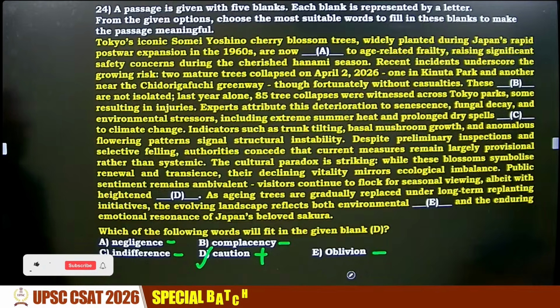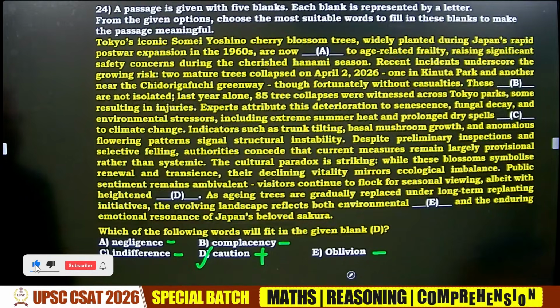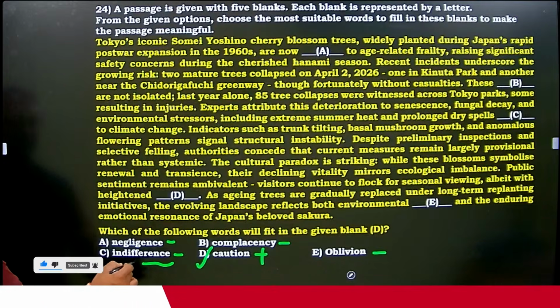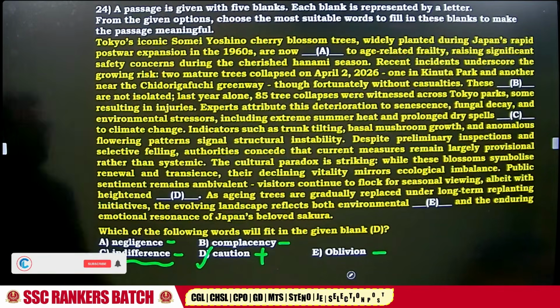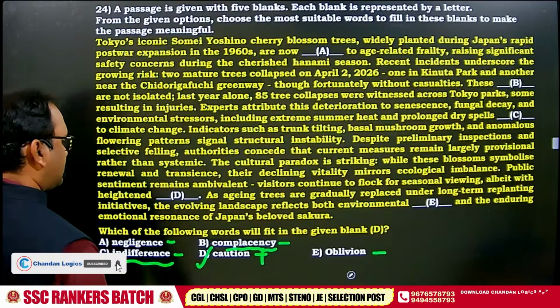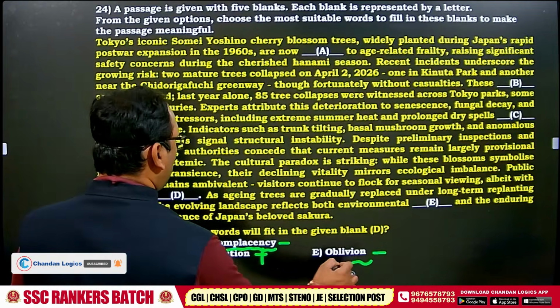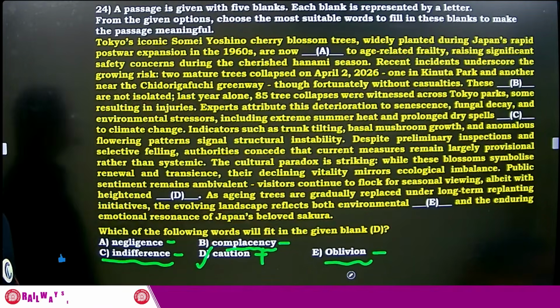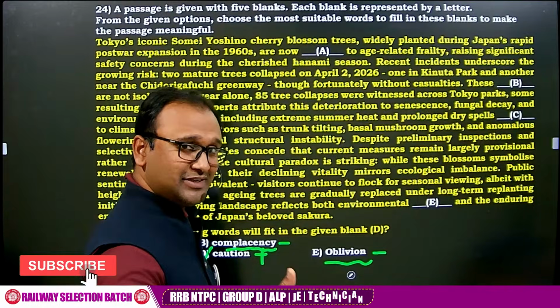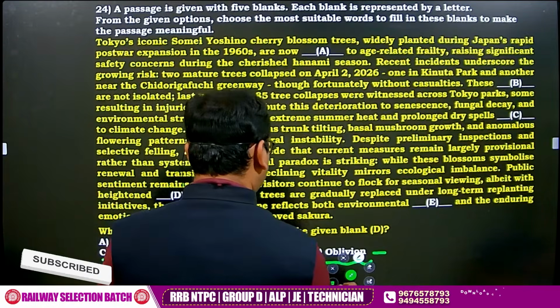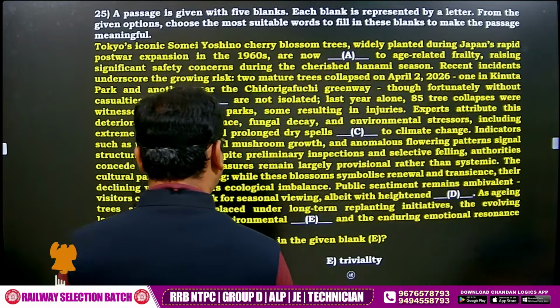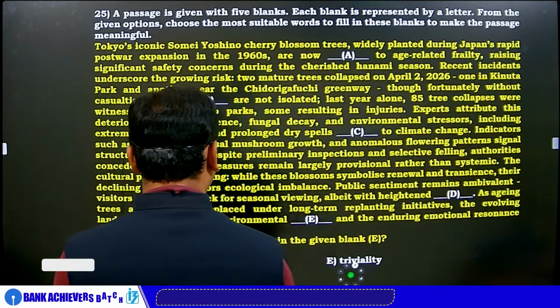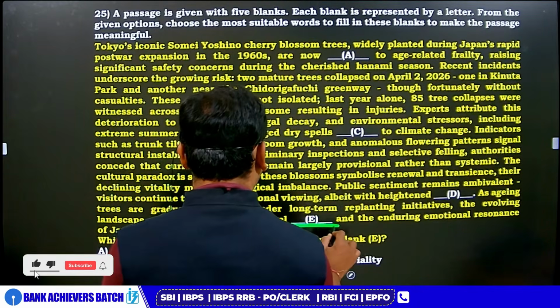How simple. Okay, I'll explain the meanings also. Everybody knows negligence, no responsibility. Indifference, no interest. Complacence, lazy. Oblivion, no knowledge. Yes, guys, I always tell you, be positive, be focused. There are always shortcuts in English. Focus on the last option, E.